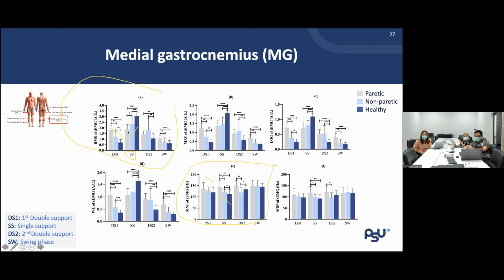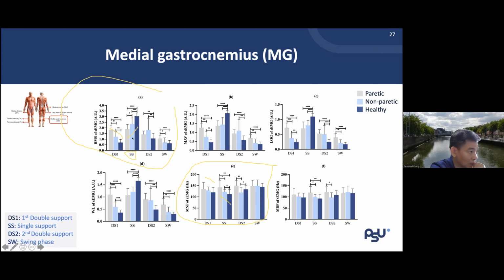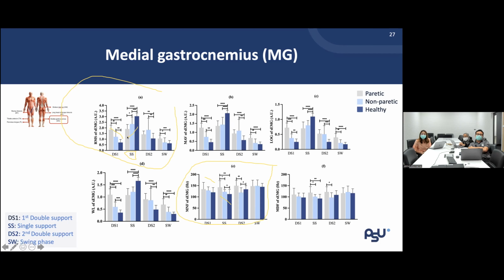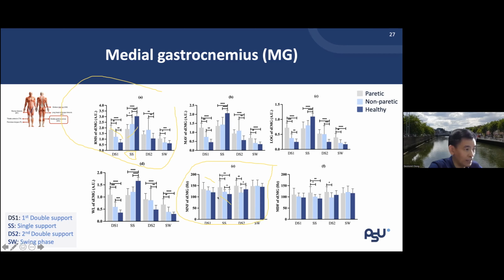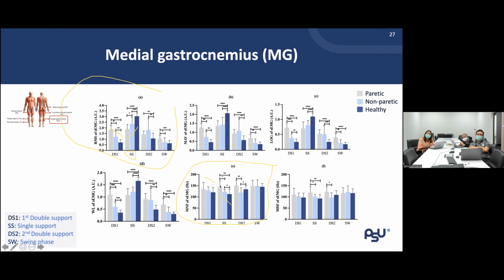Because the medial gastrocnemius muscle will activate during the single support in normal subjects. But in stroke patients, I understand the trend, but from the frequency it is contrast, right?